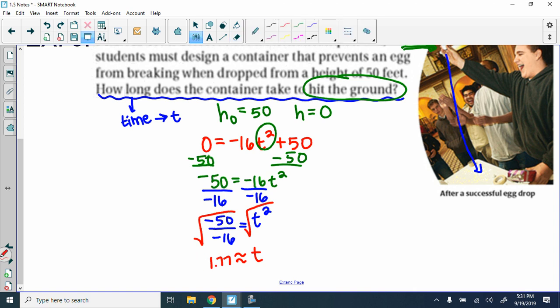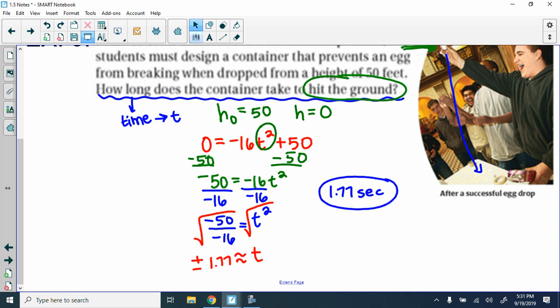It's a quadratic. Exponent of 2 means 2 possible answers. But do those answers really make sense? Okay, did it take negative 1.77 seconds to drop it? No. So we know that the answer to our problem is just 1.77 seconds. That's the approximate amount of time that it took to drop that egg.